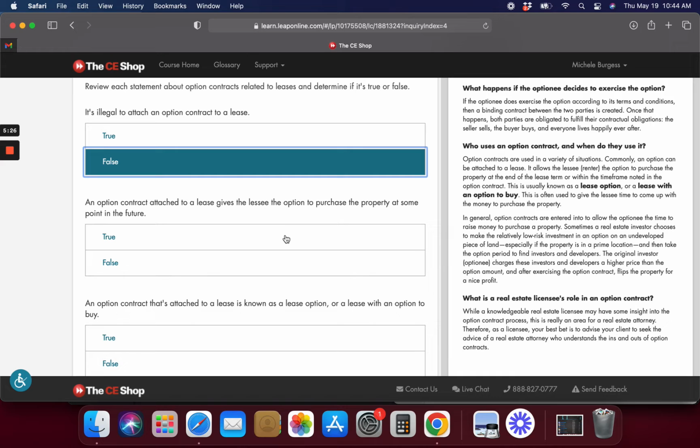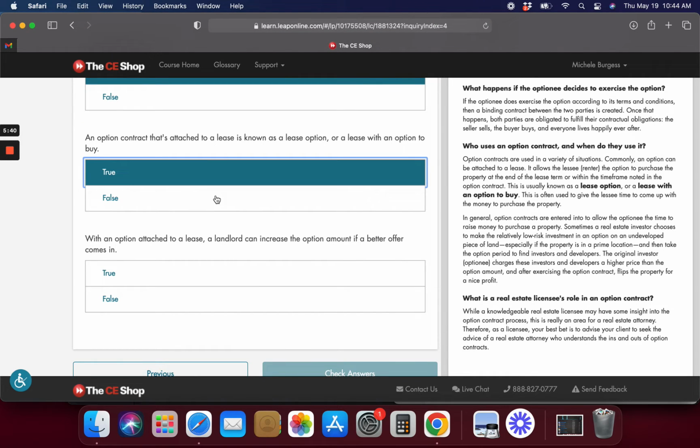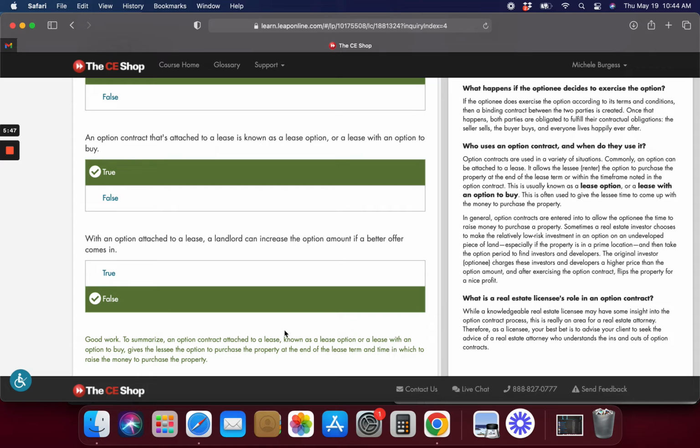Okay, so lessee. The lessee must be the buyer. An option contract attached to a lease is known as a lease option. With an option attached to a lease, a landlord can increase the option amount if a better offer comes in. I would say no on that.